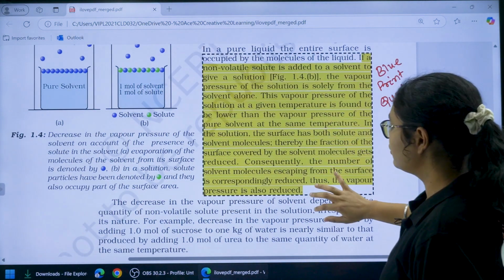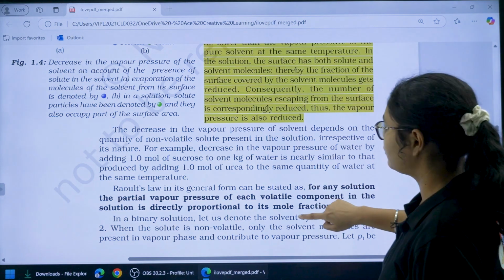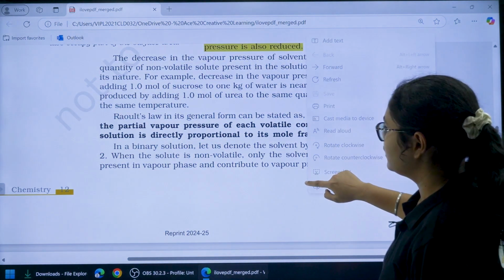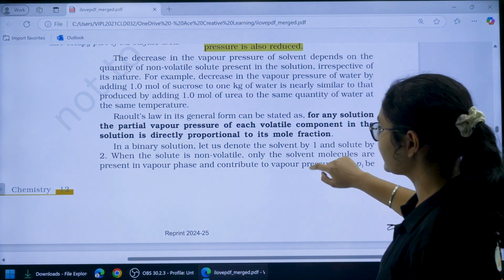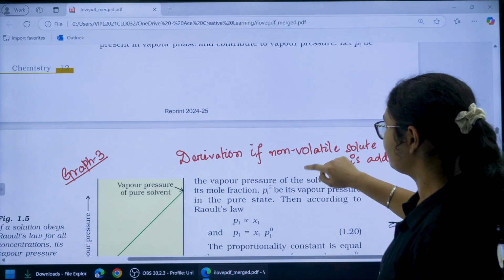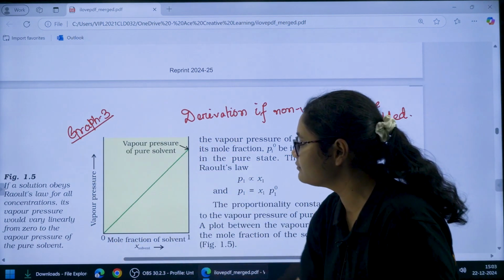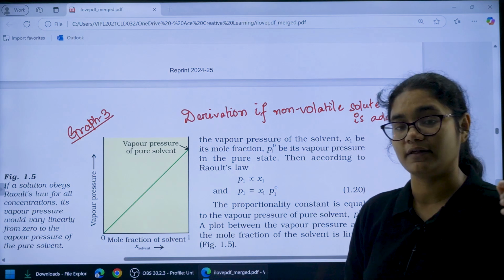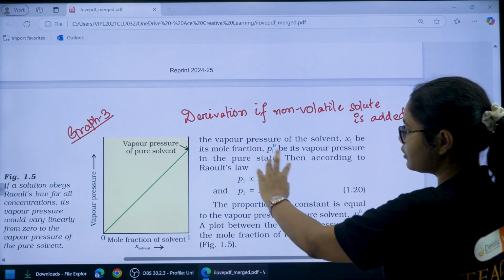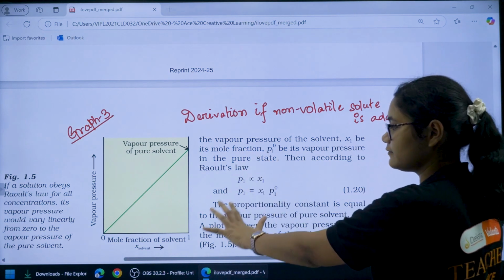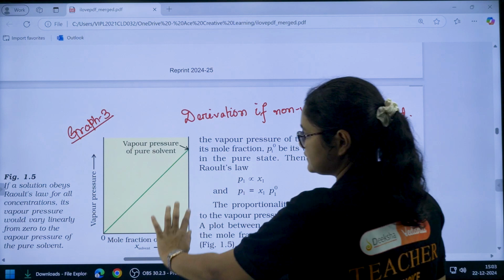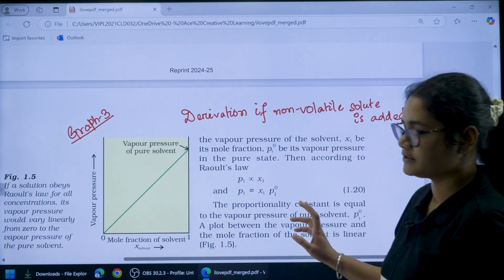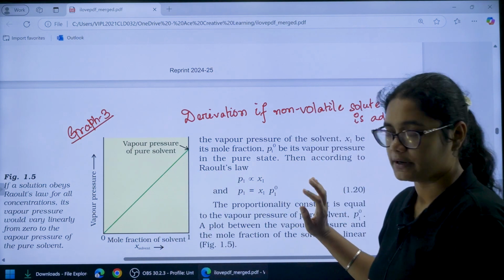Now moving forward, next we have this derivation. When only a non-volatile solute is added, how can you calculate the vapor pressure? So that's a small derivation here. This is not very important, but yes, you can see this graph, and this is a simple derivation where you do not have the second component.